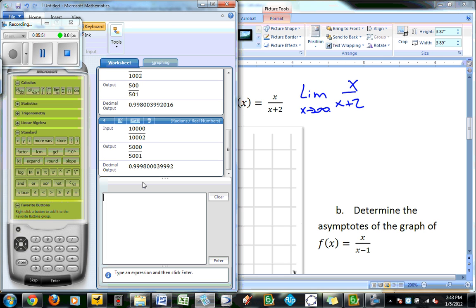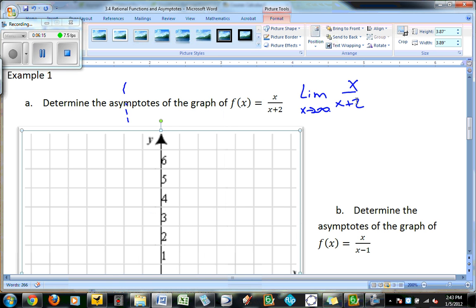What if I pick 1,000,000? 1,000,000 divided by 1,000,002. I just plugged that into my x value. Again, we got 0.9999. Notice that it's getting very close to 1, but it's not ever going to get there. If you're trying to figure out what a limit is, you can always go to your calculator and try to do this. That's a little time consuming. I can show you a shortcut, however.